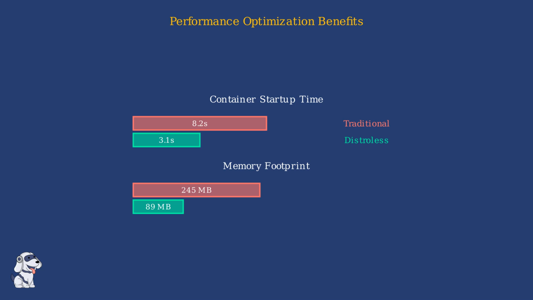Distroless images represent a fundamental shift towards secure, efficient containerization. By containing only essential runtime dependencies, they provide enhanced security through reduced attack surfaces, improved performance through optimized resource usage, and simplified maintenance through minimal component complexity.